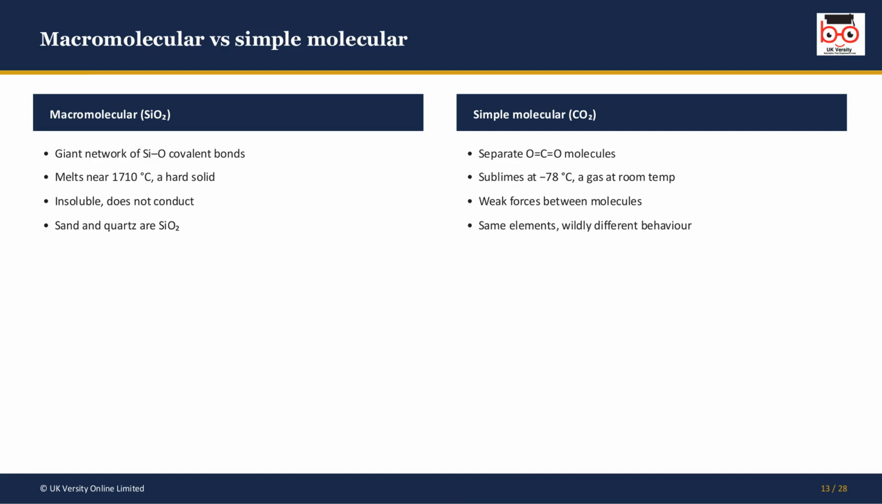Let's contrast these two directly using silicon dioxide and carbon dioxide. Silicon dioxide is a giant network of silicon-oxygen covalent bonds. It melts near 1710 degrees. It's a hard solid, insoluble, and non-conducting, and it's what sand and quartz are made of. Carbon dioxide is separate O=C=O molecules. It sublimes at -78 degrees and is a gas at room temperature, with only weak forces between the molecules. Same kind of bond, but wildly different behavior, all down to the structure.